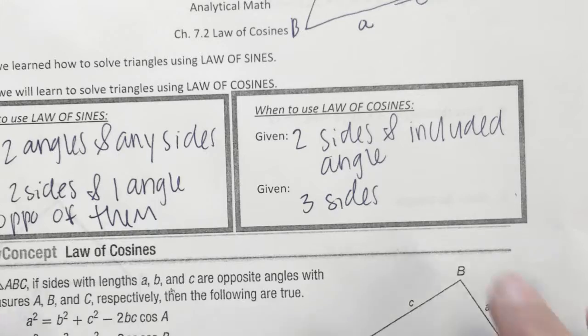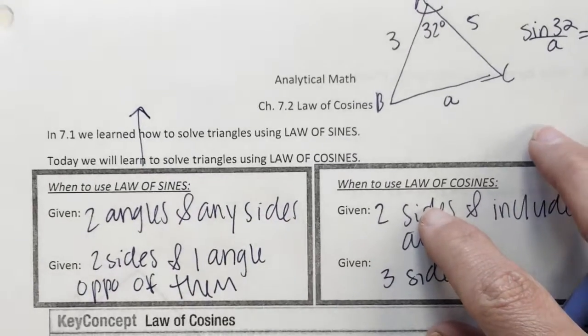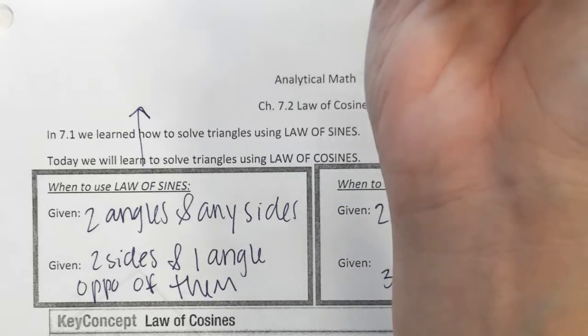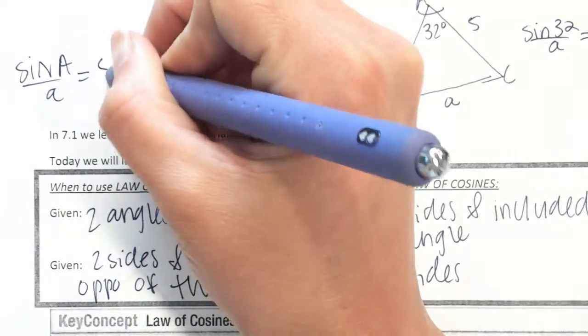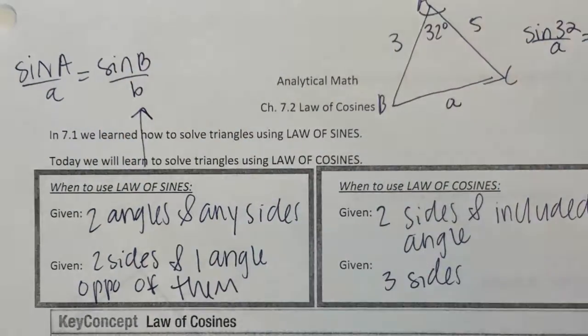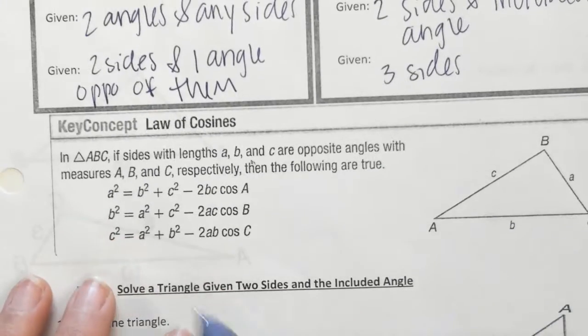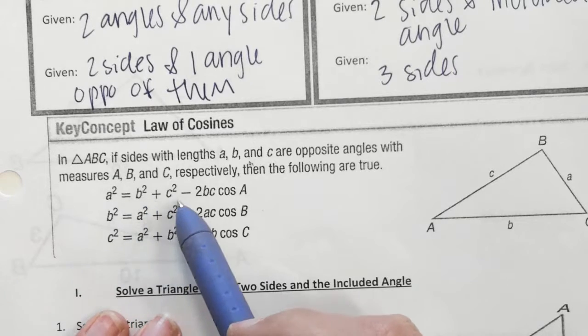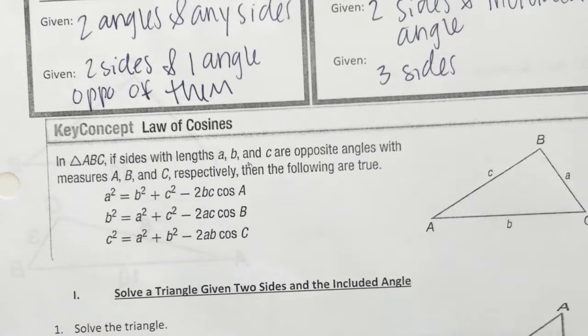Alright, what was the formula for law of sines? Just give me a general formula. Like sine A over what? Equals. Very good. So that's for you to have the law of sines formula. This is the law of cosines formula down here. We got A squared equals B squared plus C squared minus 2BC cosine A, and so forth. So this is what we're going to use to solve these triangles.